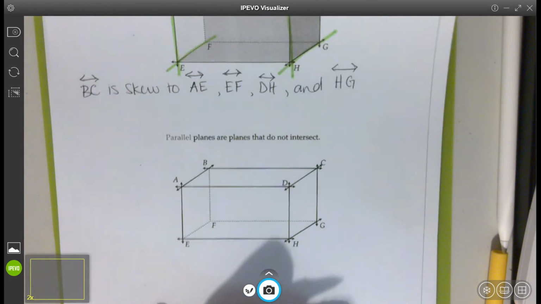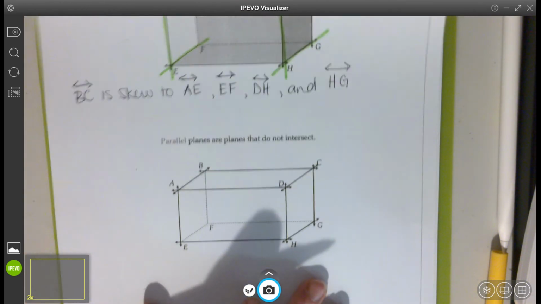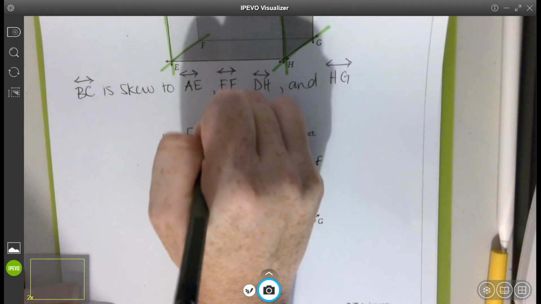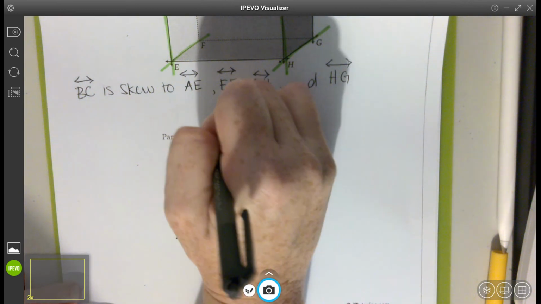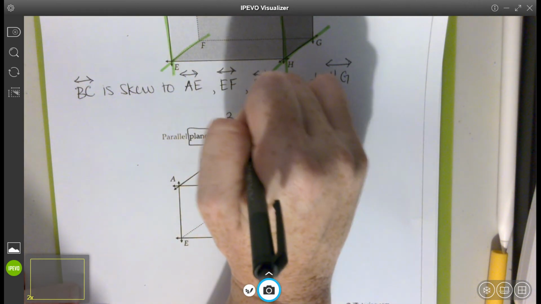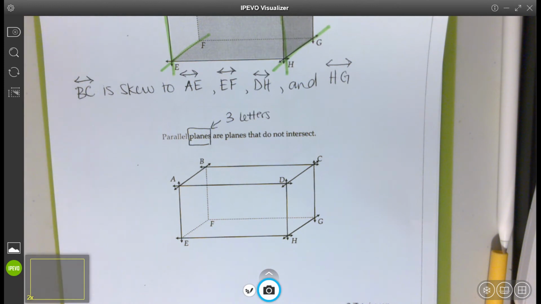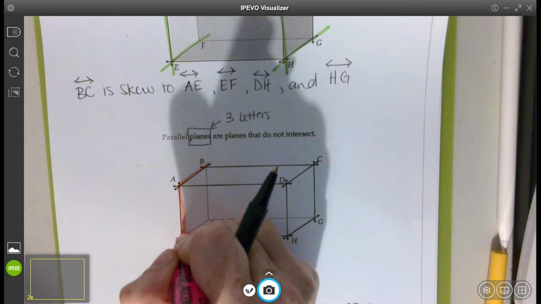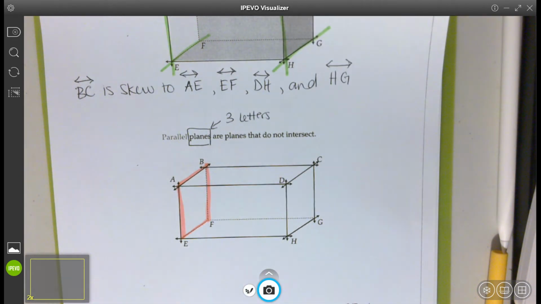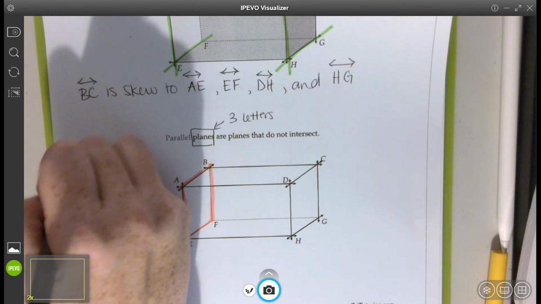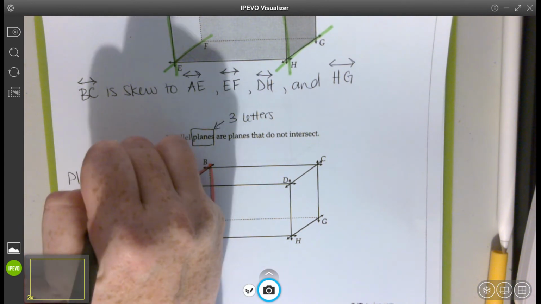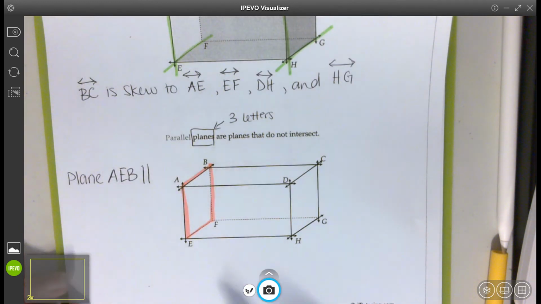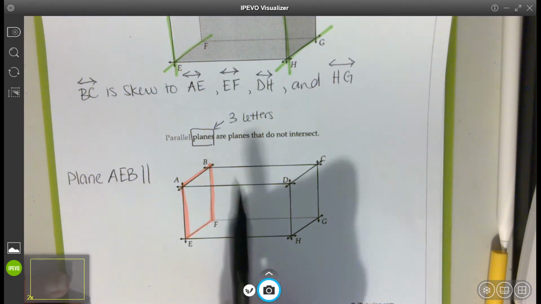All right, and now we're going to move on to our next example of parallel planes and planes that do not intersect. So let's recap about naming a plane. A plane has 3 letters to name the plane. I'm going to start with just naming some parallel planes. So here I'm going to highlight that box. That's my left side. I'm going to name that plane AEB. I could have picked any 3 combinations in any order of those 4 points.